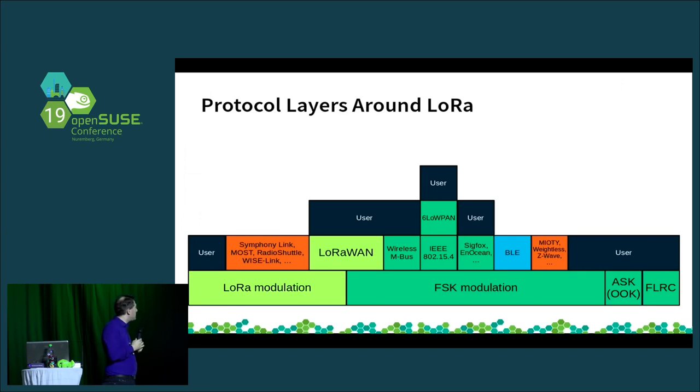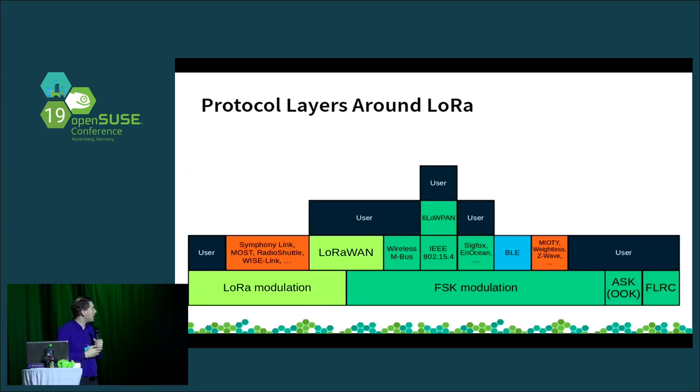You can read some of those names here. I'm not going to go into all of them. BLE, depending on which frequency spectrum we're thinking on. So LoRa usually is being used in the sub-gigahertz spectrum, but FSK can also be used in the 2.4 gigahertz spectrum, for instance. That's where Bluetooth Low Energy is located.